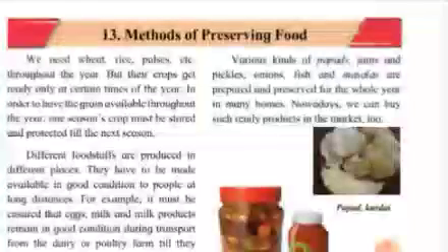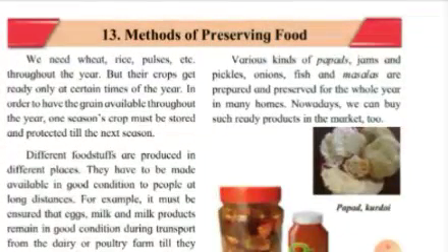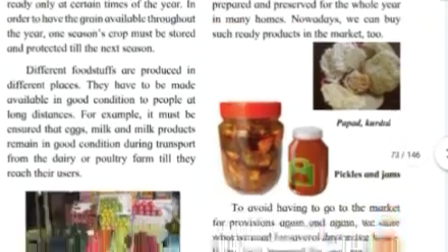Now, things like various kinds of papad, jams, pickles, onions, fish, and masalas are prepared and preserved for the whole year in many homes. So they have certain methods of preserving these food substances and they are made available for everyone throughout the year. Nowadays, we can even buy such ready products in the market too. Instead of preparing them at home, you can get them from the market.